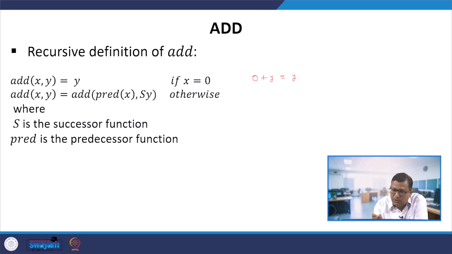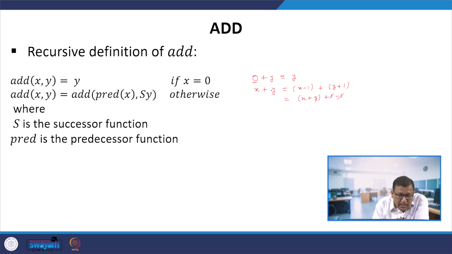Now if x is not 0, that means we want to compute x plus y. How will I do it? X is not 0, so I will do x minus 1, that is the predecessor of x, and I will do y plus 1. That is equal to x plus y plus 1 minus 1. So this gets cancelled, and you get this one.